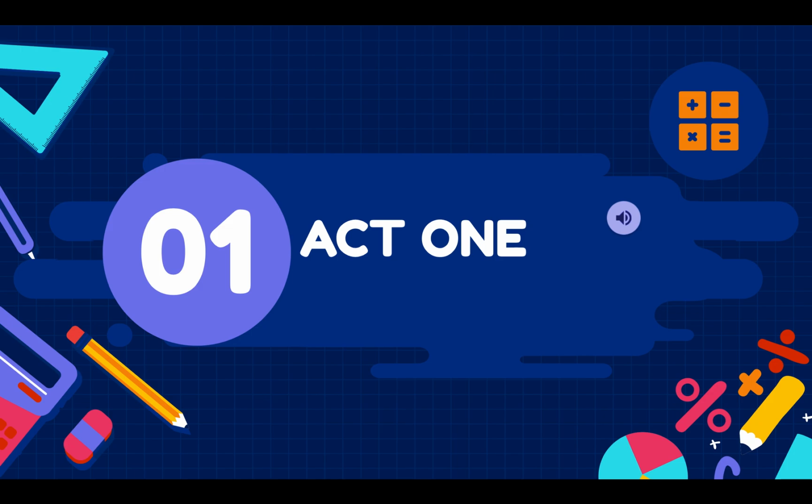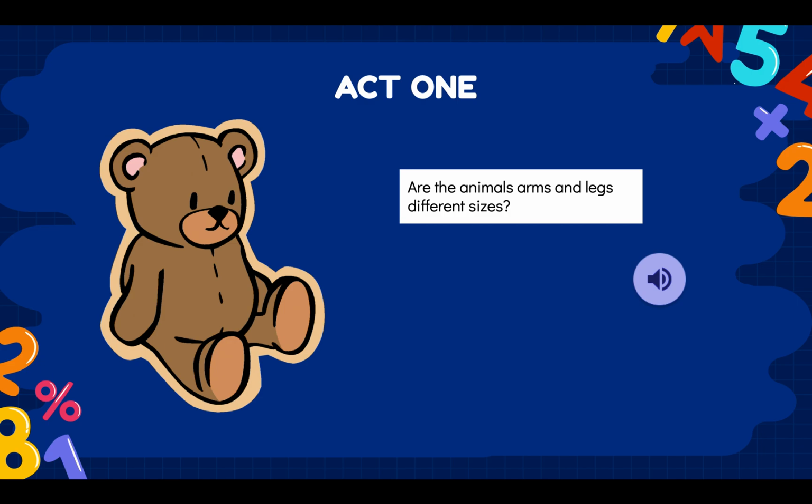In Act 1, we are going to introduce the concept of comparing two objects with a common measurable attribute to see which object has more of or less of the attribute and describe the difference. Okay, class, let's take a look at this stuffed bear. Are its arms and legs different sizes, or are they the same? Just by looking at the picture, we can tell that the legs might be a little bit longer than the arms.